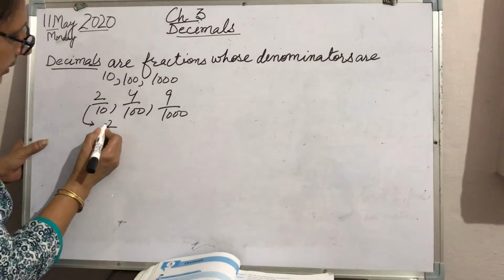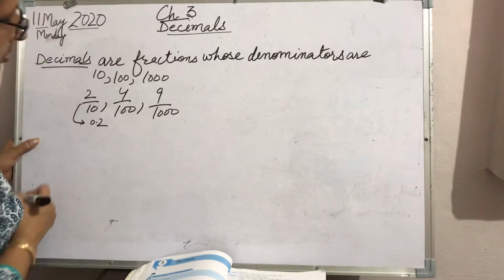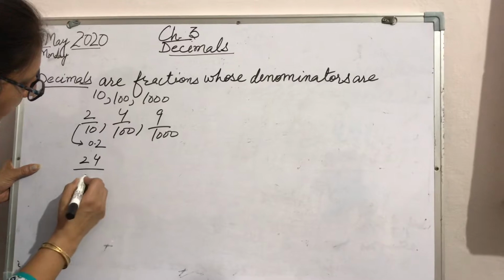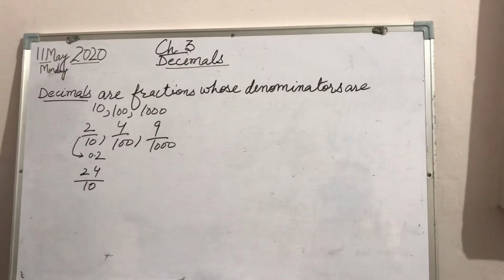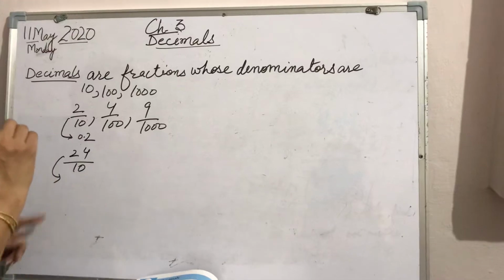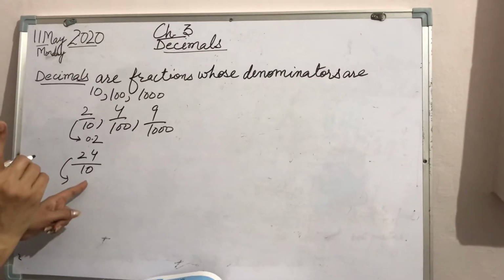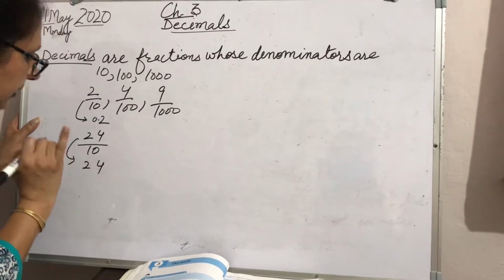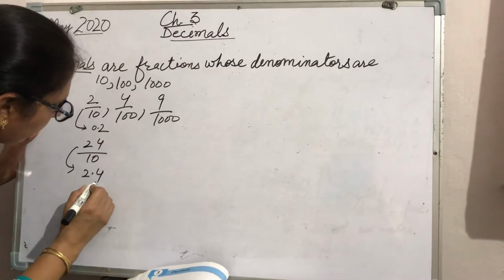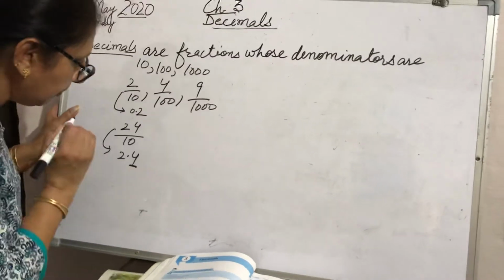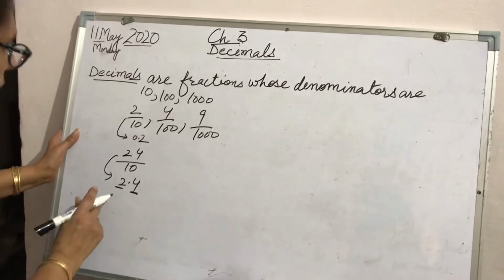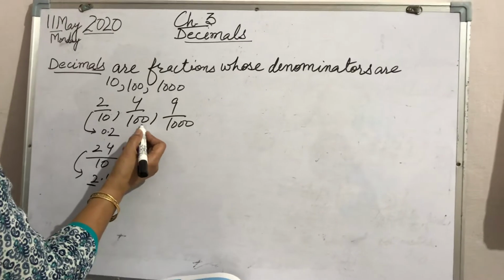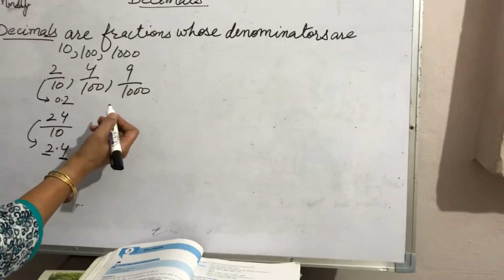This is 2. Suppose the number is 24 by 10, then only a single digit should be in the decimal place because a single zero is there in the denominator. So 2, 4, only one digit should be in the decimal part. This is the decimal part, the decimal place, and this is the whole number. So 2.4.